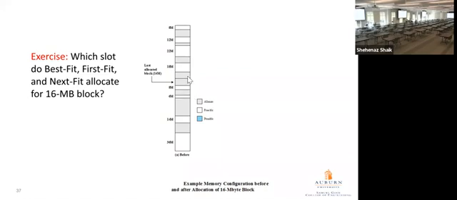And that will result in a 6 megabyte hole again after allocation. Okay? And if we follow the next fit approach, then we should know what is the last allocated block. So we keep a pointer to the last allocated block, which, as we can see here, is the 14 megabyte one. Okay? Based on the next fit approach, we start the search from this particular point, go to the end, and we continue the search until the end of the memory.